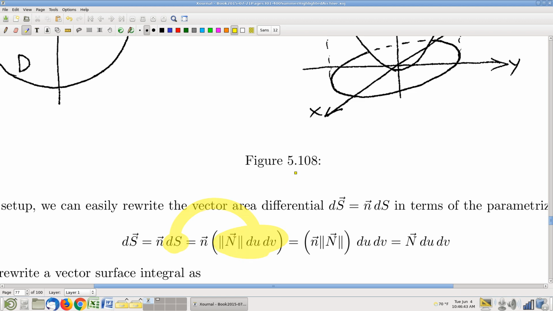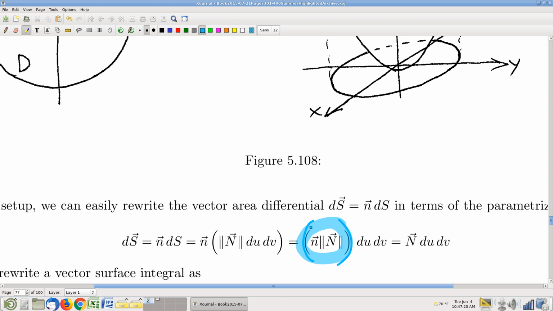This is from a couple sections back. The ds scalar is the magnitude of capital N du dv. Said differently, the magnitude of capital N is our stretching factor. Keep in mind this capital N is x_u cross x_v. Okay. Now again, I'm going to play with parentheses a little bit. Move these parentheses around, group like that instead. And now what can I say about this thing here? Little n times the magnitude of capital N.